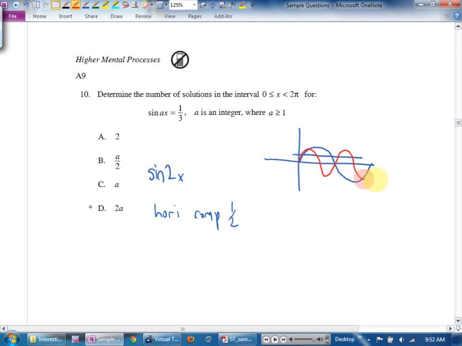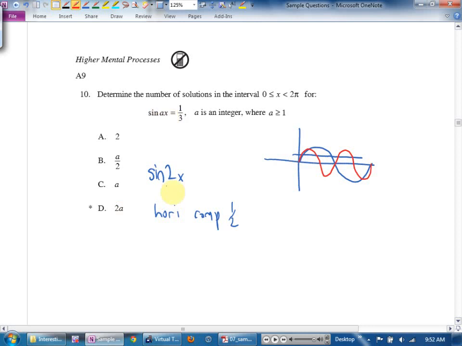What if I put a 3 there? 6. Oh, you know what? 2a is the correct answer. There's always 2 times the number times b. I don't like the fact that they used a. I think that's confusing. We called it b. Why not use b? But whatever.